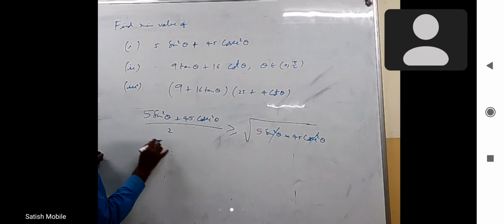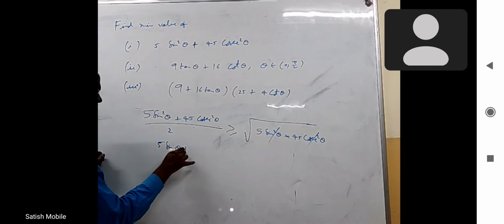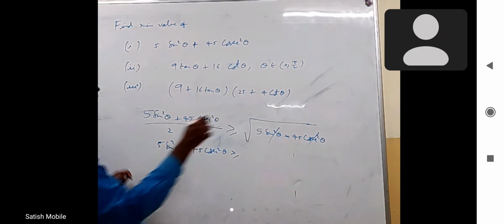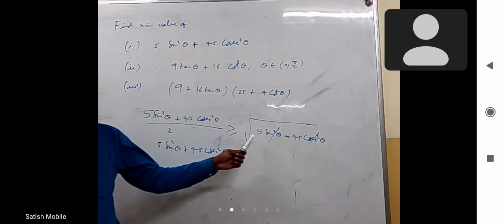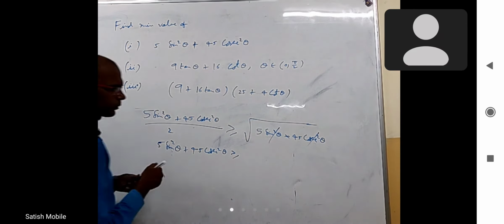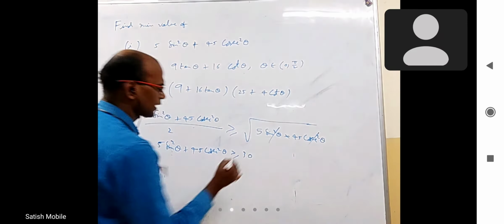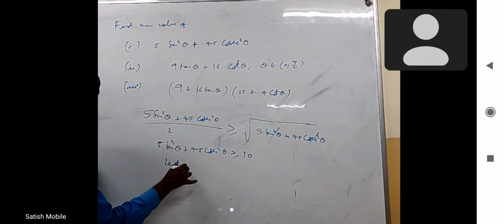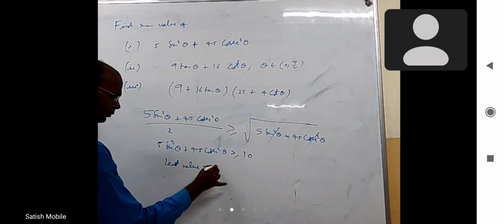Send this to that side, you will get 5 sin square theta plus 45 cosecant square theta. What is this square root? 225 is 15, 15 times 2 is 30. If it is greater than or equal to 30, what is the least value? 30, right? That's it. So with simple AM-GM inequality we are able to get that. Similarly, you can apply AM-GM inequality for the second one also: 9 tan theta plus 16 cot theta, where theta is between 0 to 90.